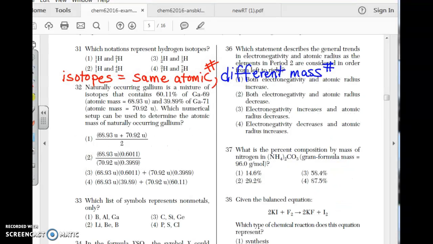Question 31, which notations represent hydrogen isotopes? I wanted to remind you that to be isotopes, you have to have the same atomic number, which is the bottom number, but different mass numbers, the top number. The only one that fits the bill is 1. Notice 1 and 1, same atomic number, the bottom 1, but top 1 and top 2, different mass numbers.